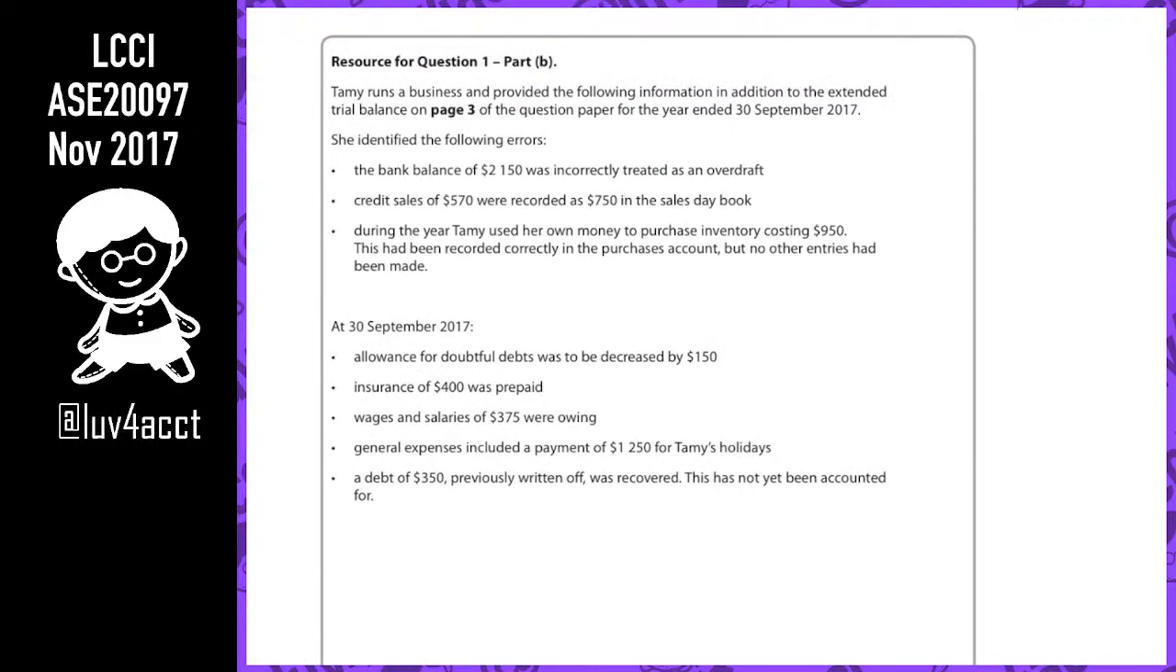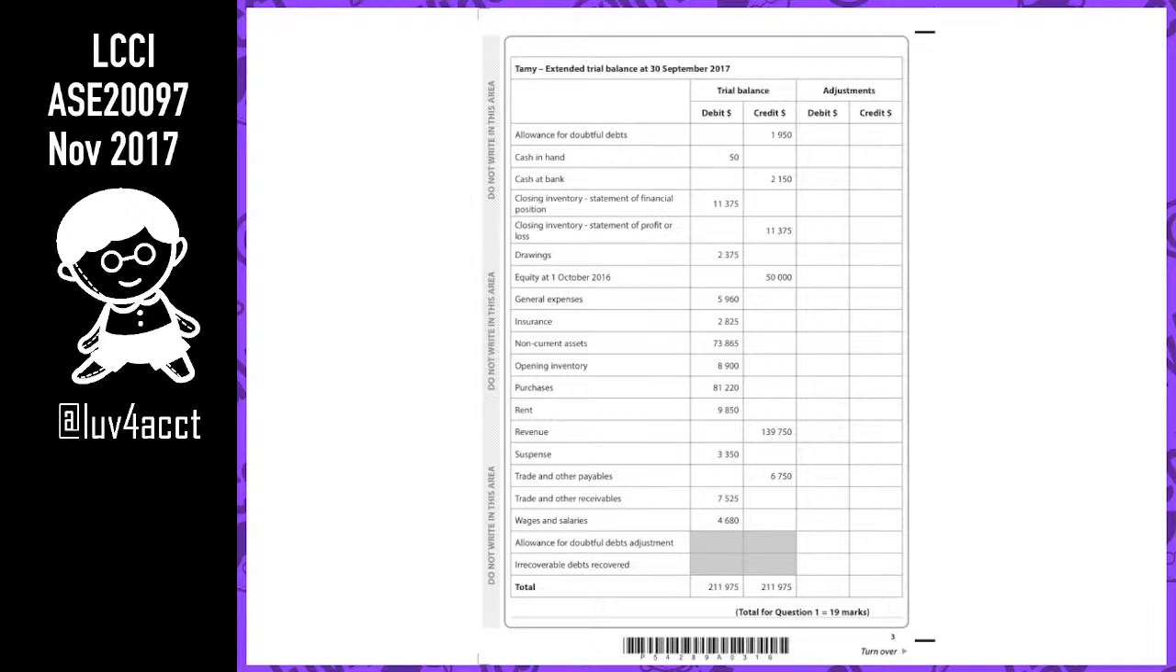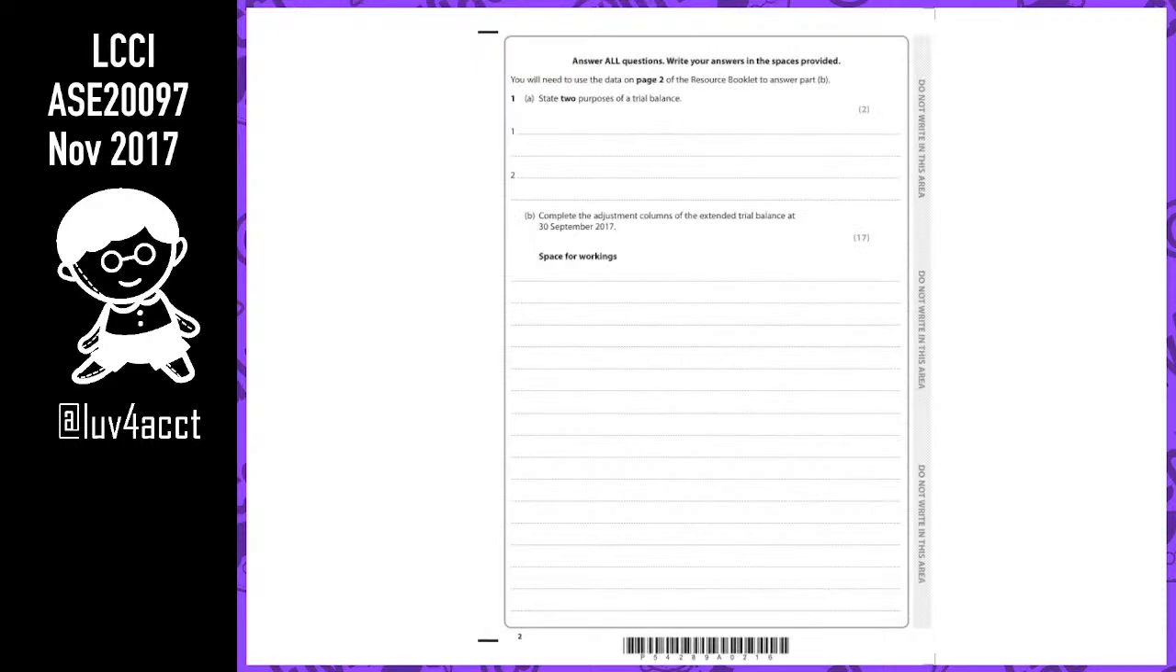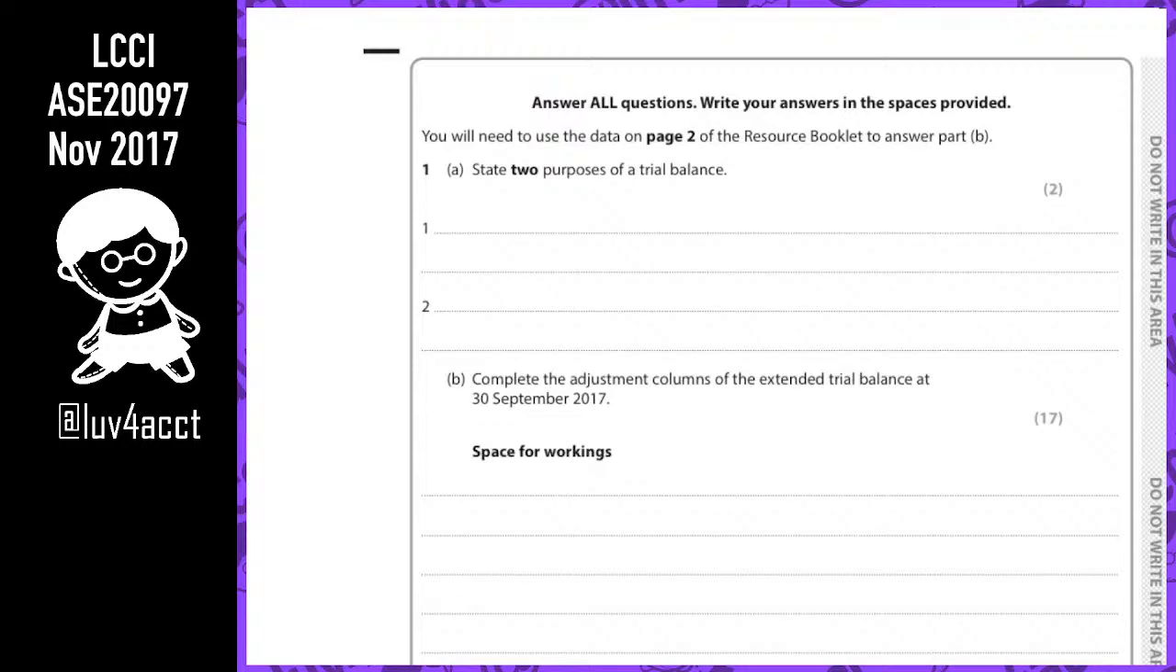So first we have some errors, and then some information for the year end, September 30th, year 2017. We have an extended trial balance, 19 marks. Two purposes of trial balance again. So, trial balance.